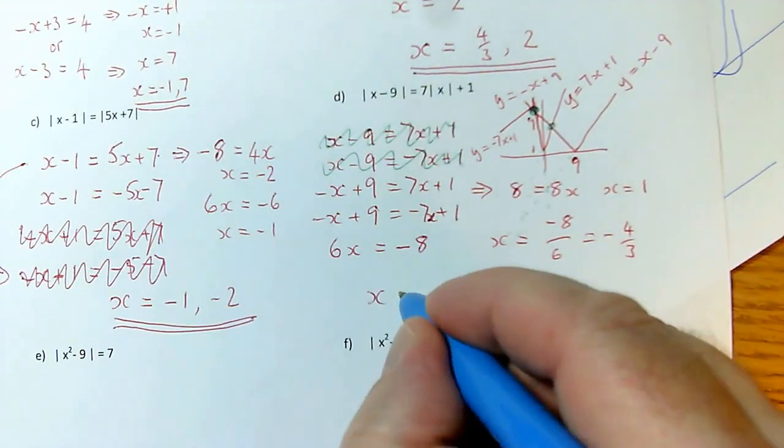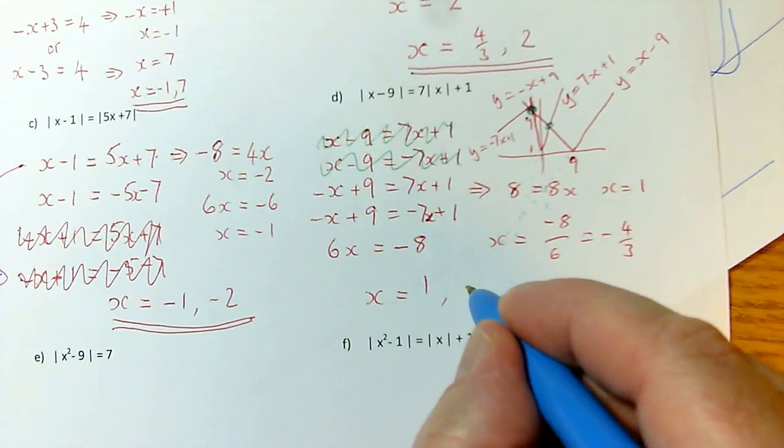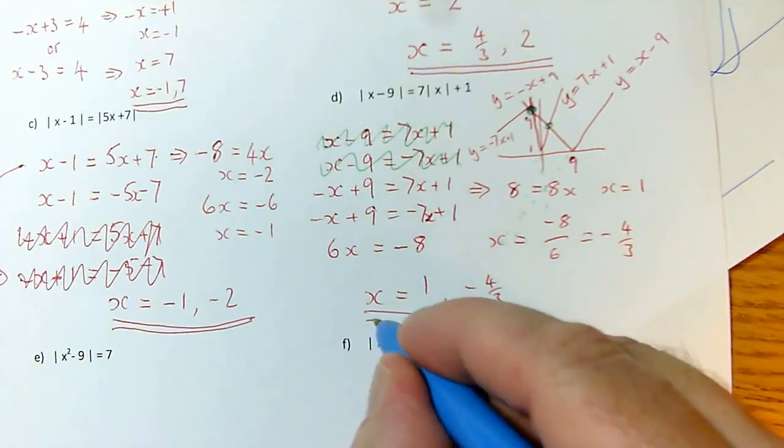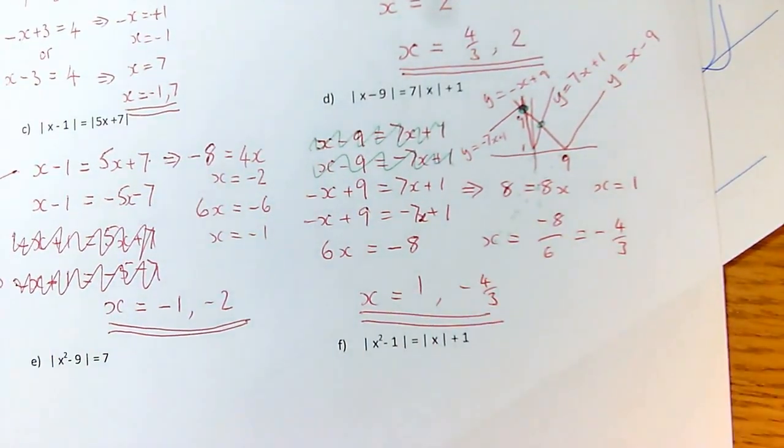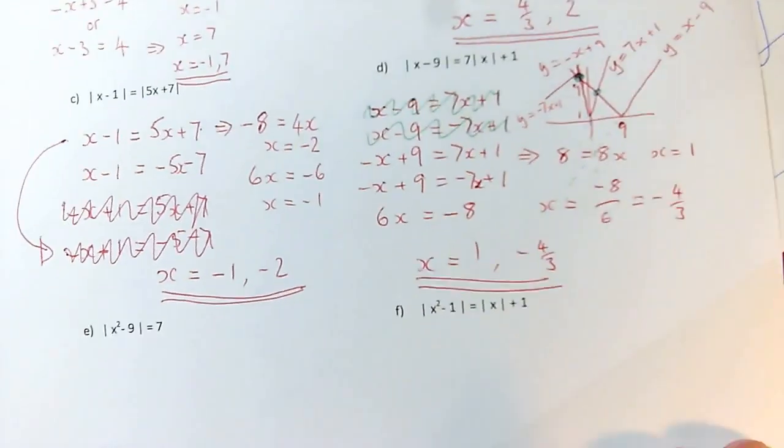So my x values are x equals 1 or minus 4/3. And those are my two solutions. Hooray. Hang on in there. There's just 2 more to go.